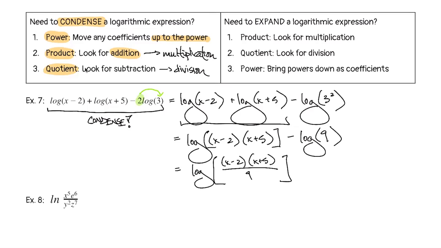All right. So some people, especially if you have had a lot of familiarity with logs, you can almost do this all in one step. But if you've always been like, I never really know what to use when or what order might be good, then it's not a bad idea to follow this process, okay? But does that make sense in terms of how we condense a log using the power, product, and quotient property?